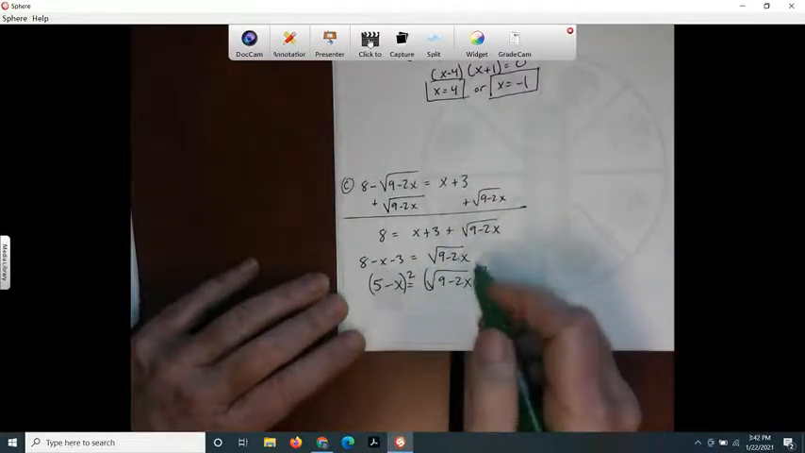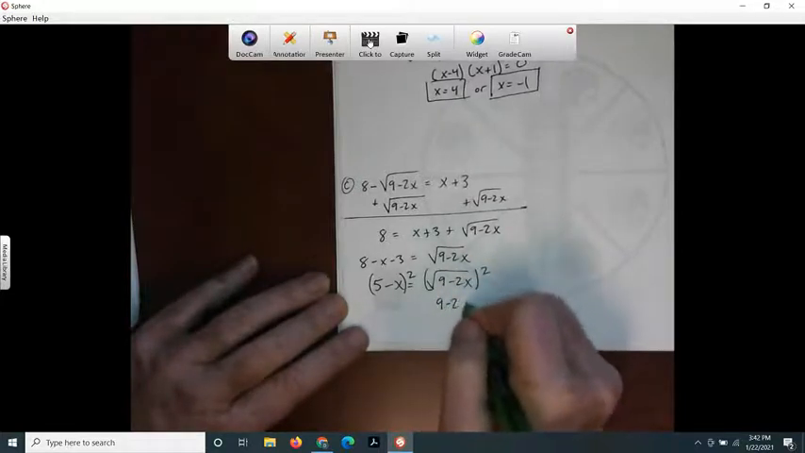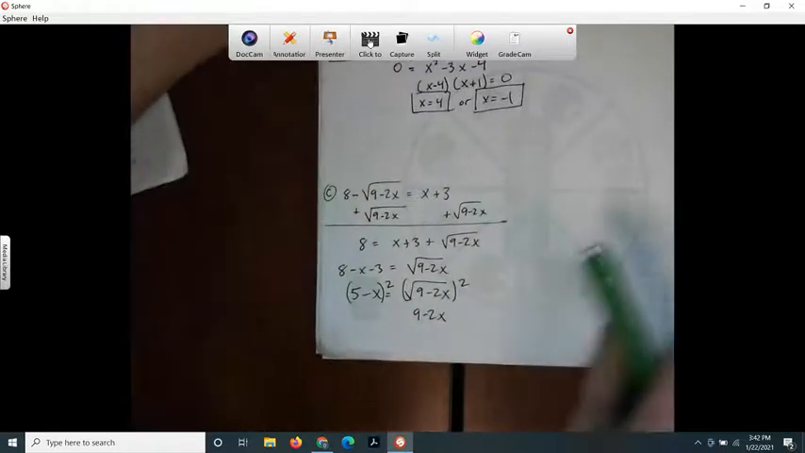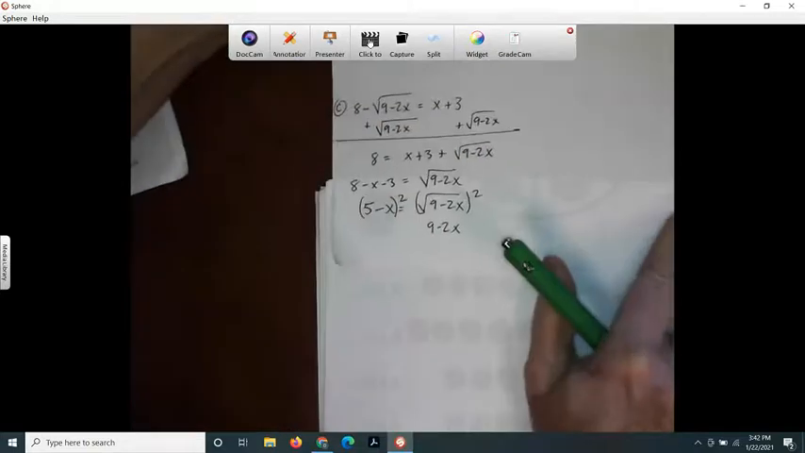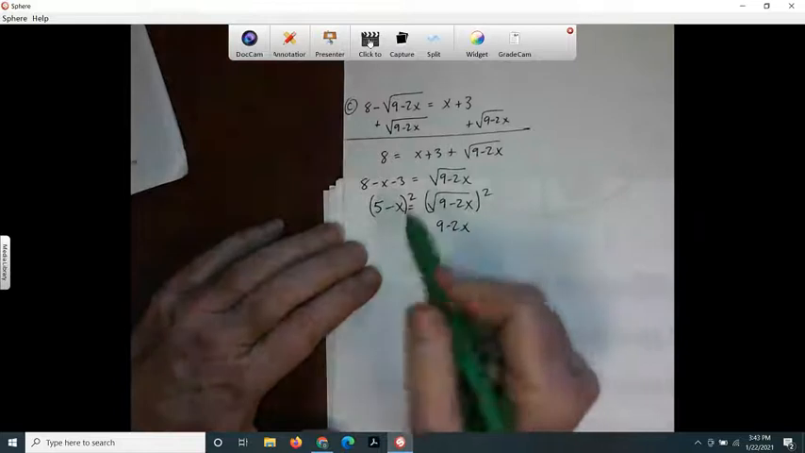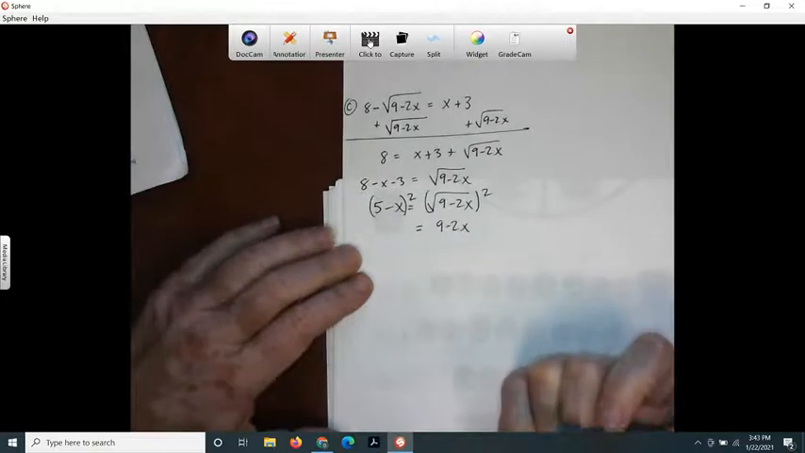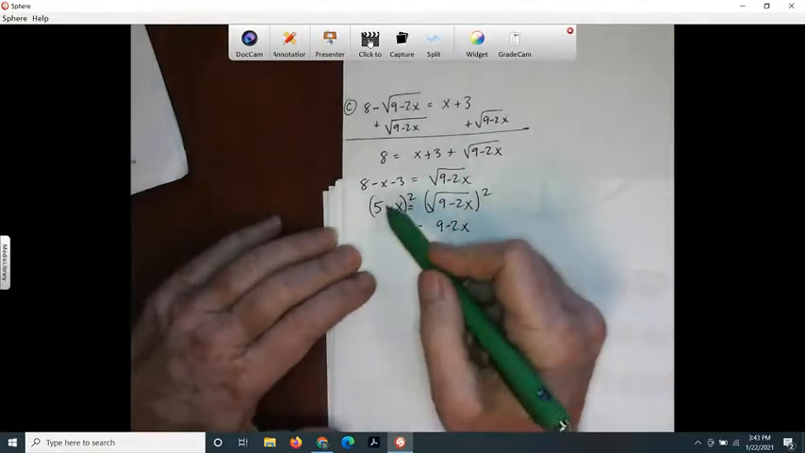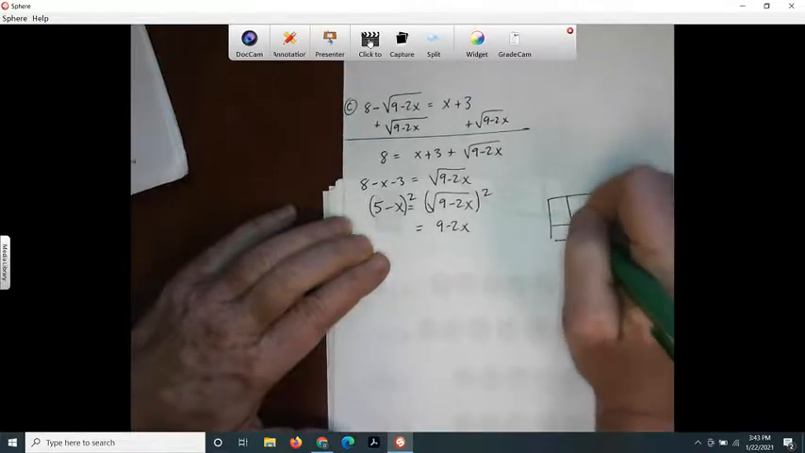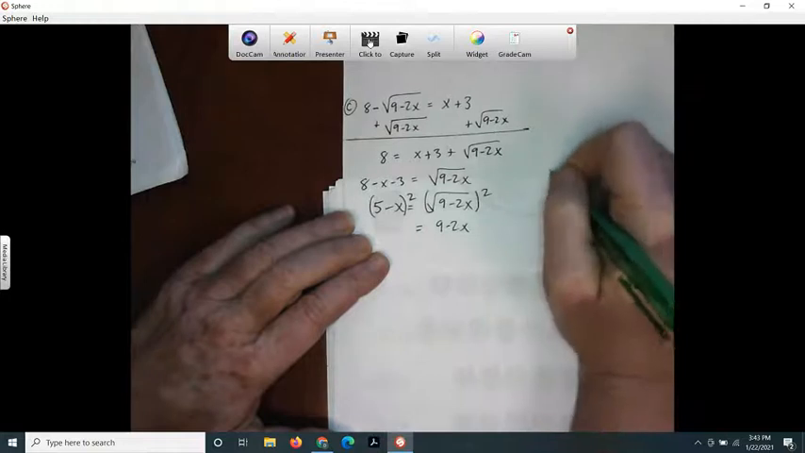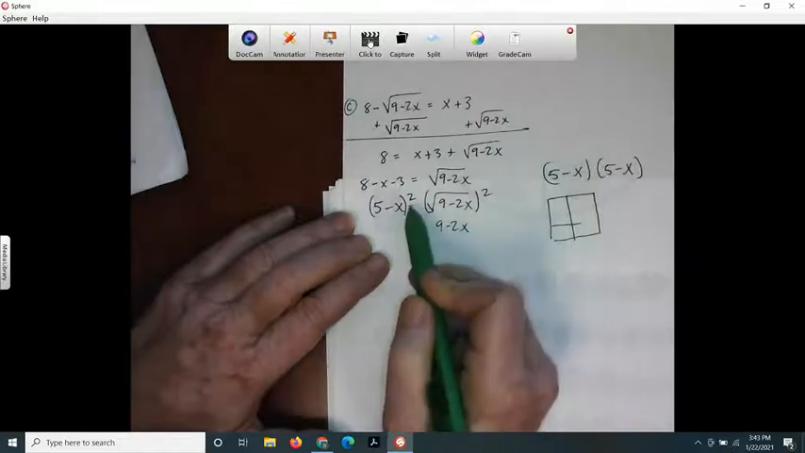When I square this side, the square and the square root cancel out, and I just get 9 minus 2x. But when I square this side, I know what you guys are going to do. I already know, and it makes me cry. You guys are going to say that this is 25 minus x squared. And that's not the whole story. I just want to make a big point about this. That means that it's 5 minus x times 5 minus x. That's what the little squarey thing means.